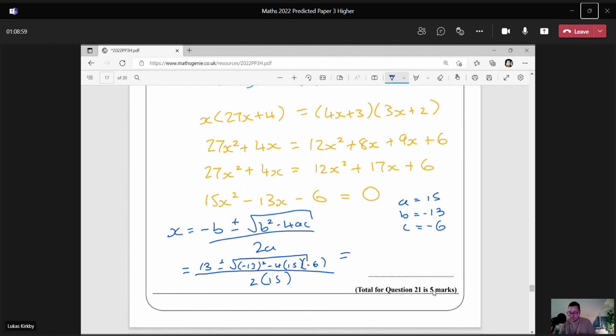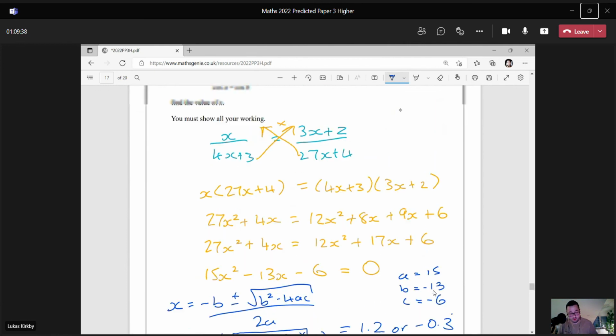Now we're going to put all that into our calculator. So 13, we'll start with plus square root of minus 13 squared. Make sure you put that minus 13 in brackets, otherwise you're going to get minus 13 squared, if that makes sense. So minus 4 times 15 times minus 6 over 2 times 15. Now the plus version gives me 1.2. And then if I go back and change that plus to a minus, I'm going to get minus 0.3 recurring.